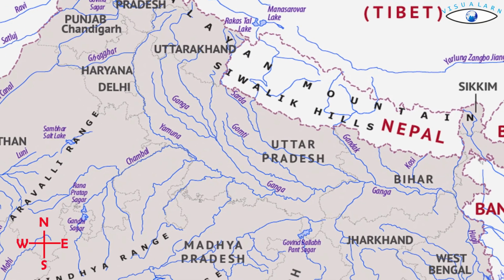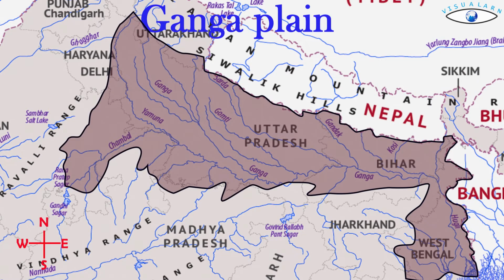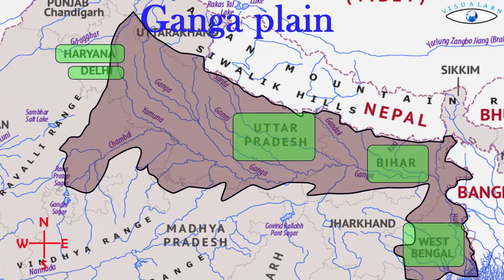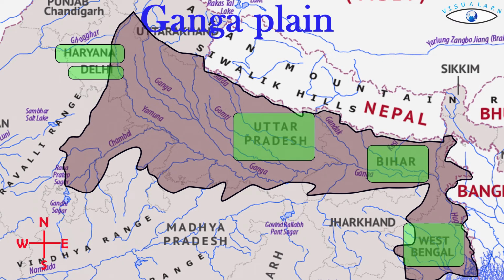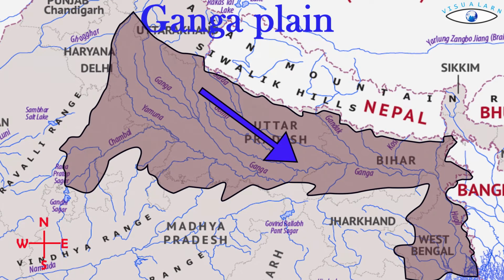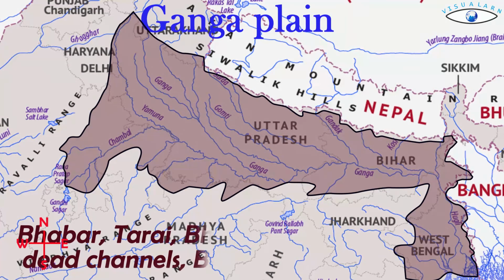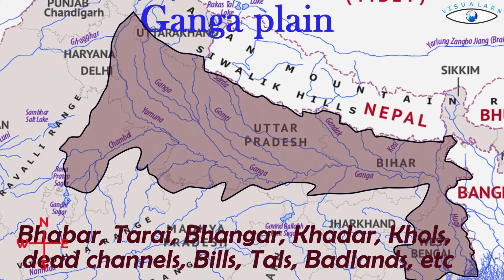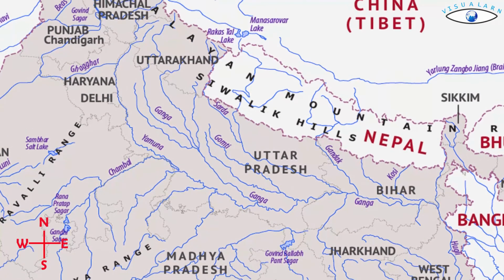The Ganga plain lies between the Yamuna catchment in the west and the Bangladesh border in the east. The northern states Haryana, UP, Delhi, Bihar, part of Jharkhand and West Bengal lie in the Ganga plain. The general gradient of the plain is from northwest to southeast. The main topographical variations in the plain include Bhabar, Terai, Bhangar, Khadar, Khols, Dead Channels, Beels, Tal, Badland, etc. The Ganga plain can be subdivided into the following sub-regions.